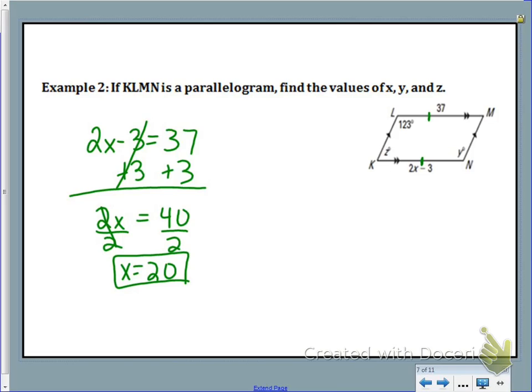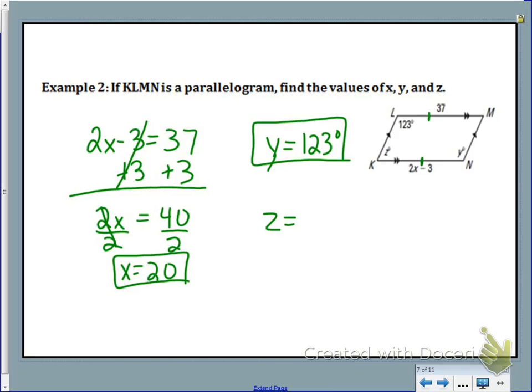Well, if you notice, angle N is equivalent to y degrees. We know y is equal to 123 degrees because the opposite angles in a parallelogram are congruent. Now the last thing we need to consider is how we would find z.